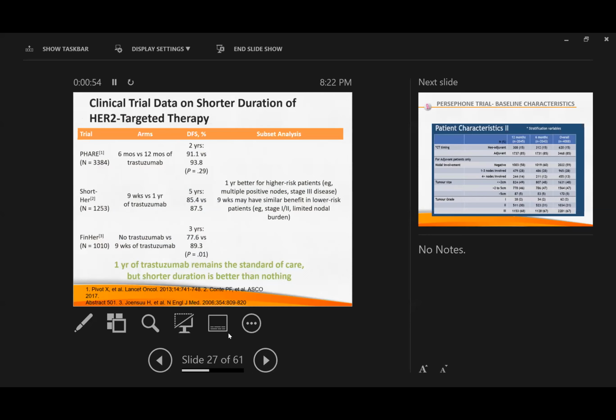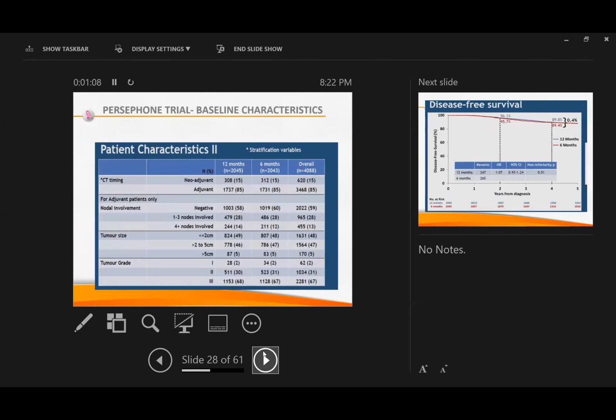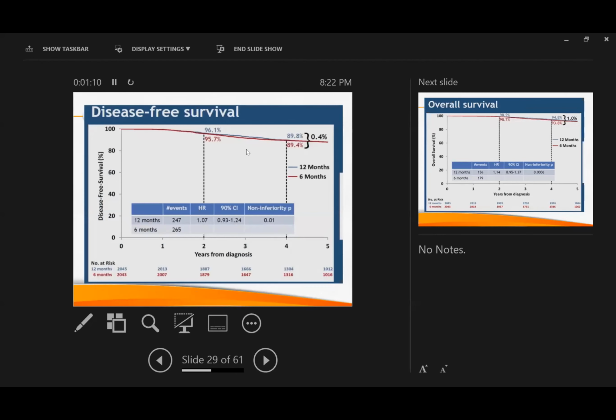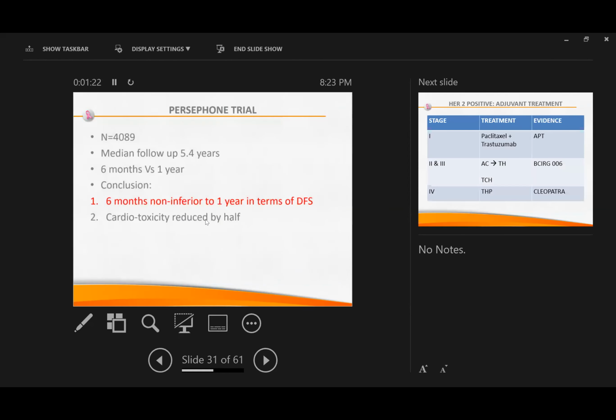Yeah. So in terms of de-escalation strategy, there is a lot of data looking at anything as short as 9 weeks to 12 weeks to 6 months. So short duration trastuzumab again is an option for patients who have maybe early stage 1, stage 2, with limited nodal burden. There is some data now with the trial called the Persephone trial, which looked at 6 months of adjuvant trastuzumab. That showed that 6 months was non-inferior to 1 year of adjuvant trastuzumab in terms of DFS and overall survival. And more importantly, the cardiotoxicity was reduced by 50%.